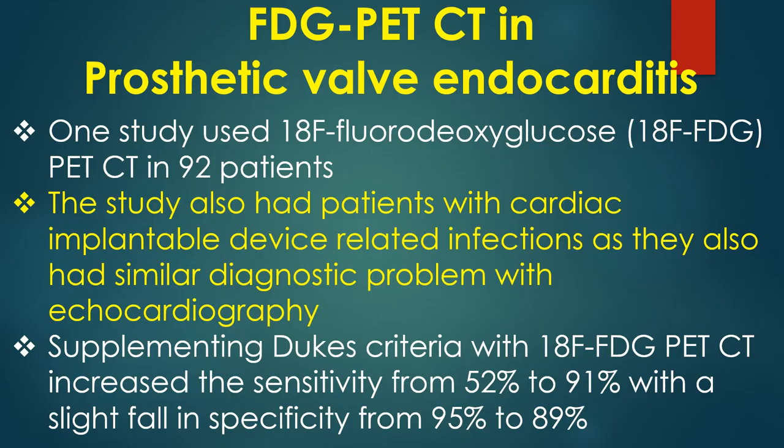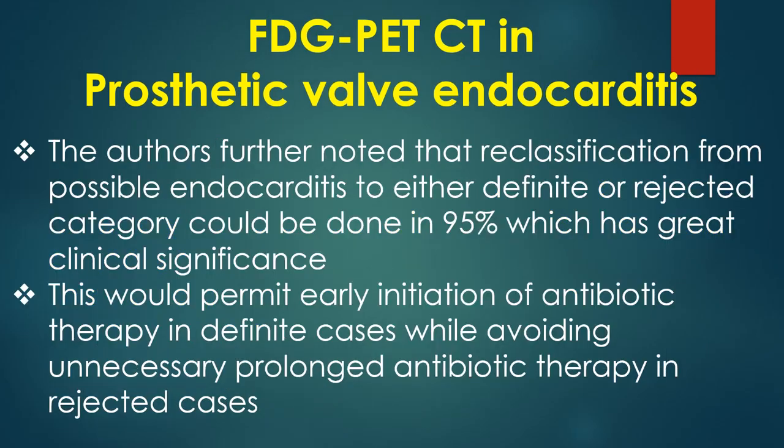Supplementing Duke's criteria with 18-fluorodeoxyglucose PET-CT increased the sensitivity from 52% to 91%, with a slight fall in specificity from 95% to 89%. The authors further noted that reclassification from possible endocarditis to either definite or rejected category could be done in 95%, which has great clinical significance. This would permit early initiation of antibiotic therapy in definite cases while avoiding unnecessary prolonged antibiotic therapy in rejected cases.